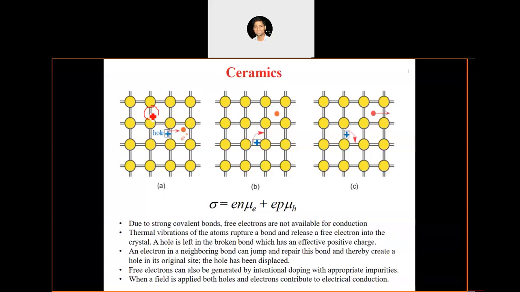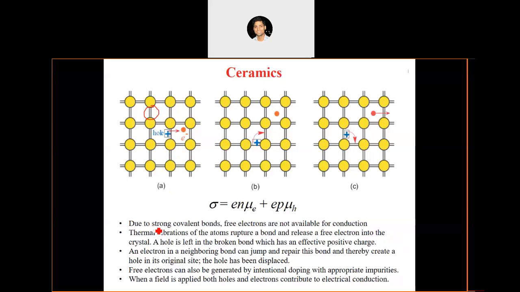Because of this, the electrons are actually not free to move around in the crystal. So then how do we have electrical conductivity? Because we know that to have electrical conductivity we need some charge carriers. In metals, free electrons are charge carriers. In ceramics also we get some free electrons.